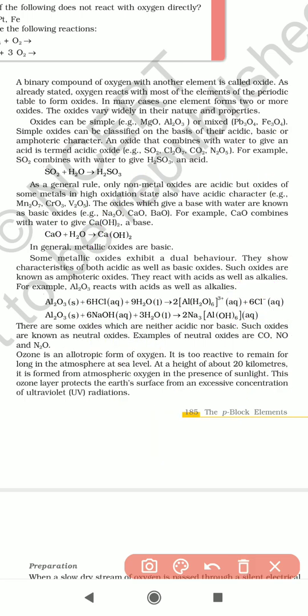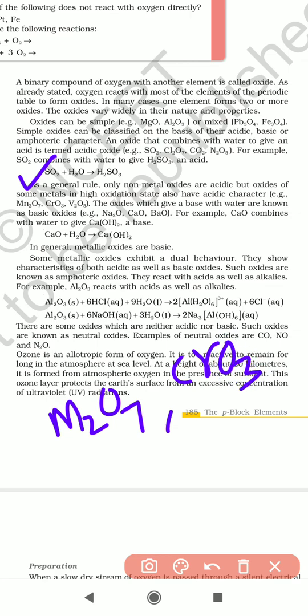And in general, only non-metal oxides are acidic. But oxides of some metals in a high oxidation state also have acidic character, like Mn2O7, manganese heptoxide, chromic oxide CrO3, and vanadium pentoxide. These oxides generally show acidic character.